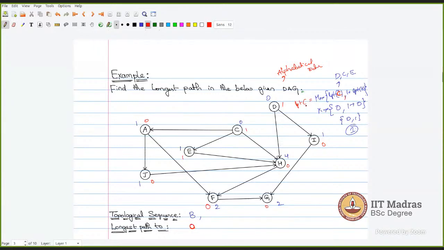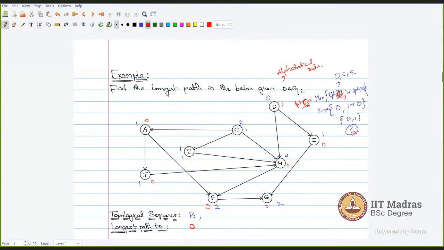So the longest path to C will be updated from 0 to 1. Initially it is 0 here, that is what we initialized everything to. Now it is updated to 1. The red number is updated to 1. Similarly for D and E also. Nothing changes, so all these values will turn out to be 1 again.